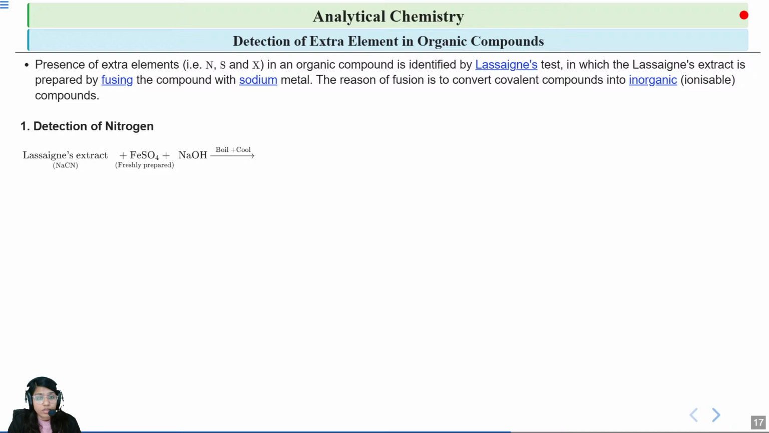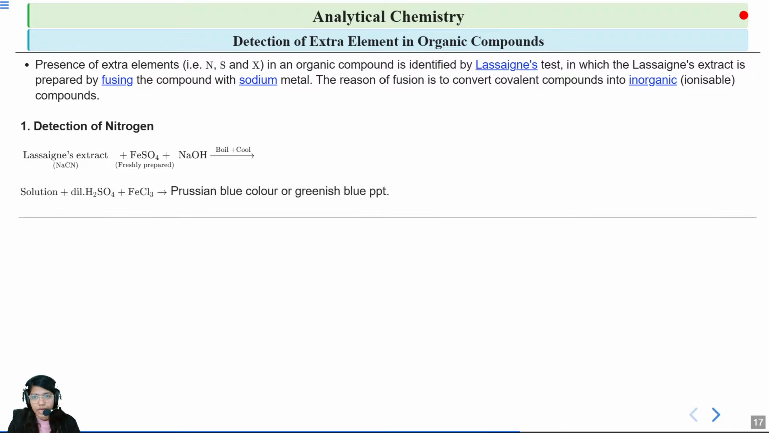To the Lassaigne's extract, freshly prepared FeSO4, that is ferrous sulfate, and NaOH are added, and then this solution that is formed is boiled and cooled. The resultant solution is then acidified with dilute H2SO4 and a few drops of FeCl3 are added. It results in the formation of Prussian blue or greenish blue color, which confirms the presence of nitrogen. So if we observe the Prussian blue color or greenish blue precipitate, then we know that the organic compound contains nitrogen as an extra element.